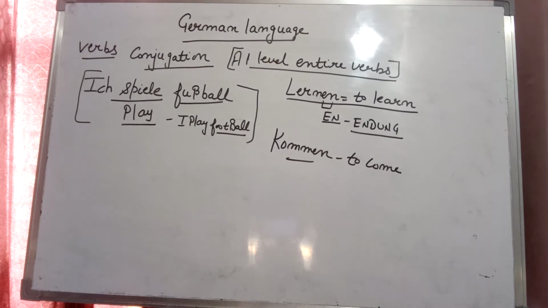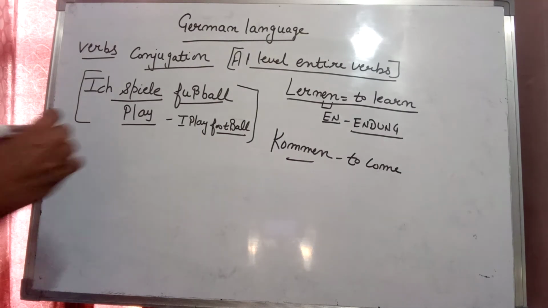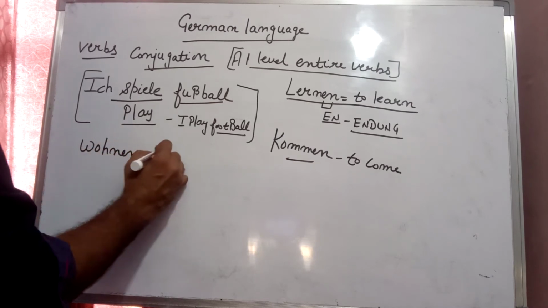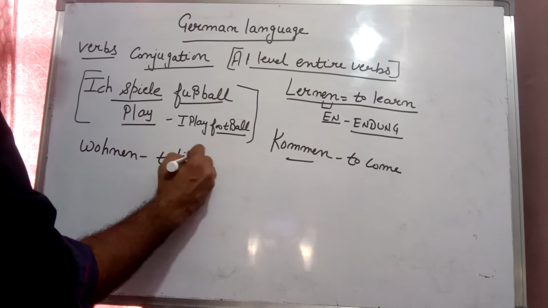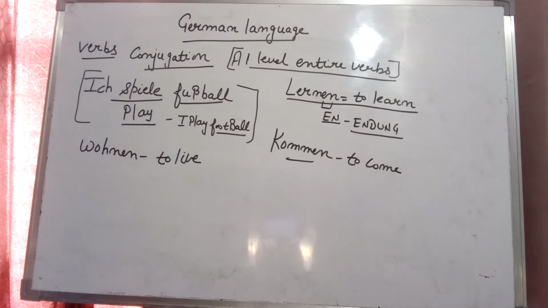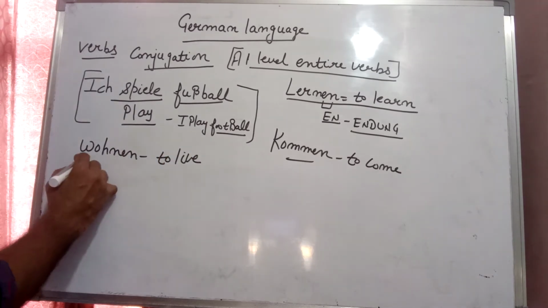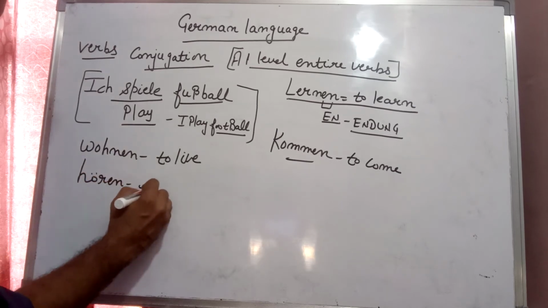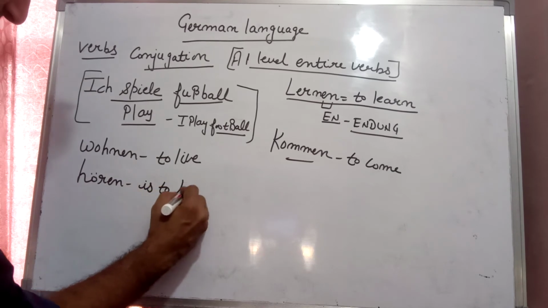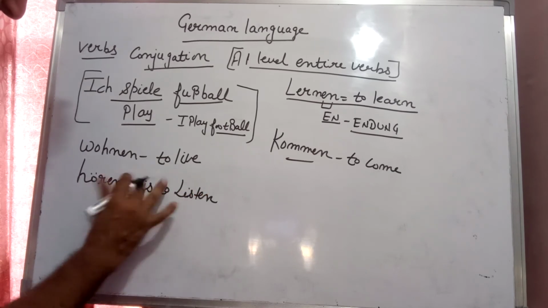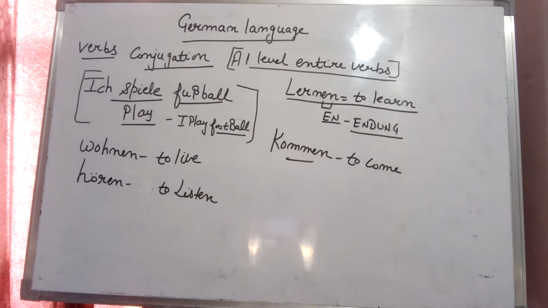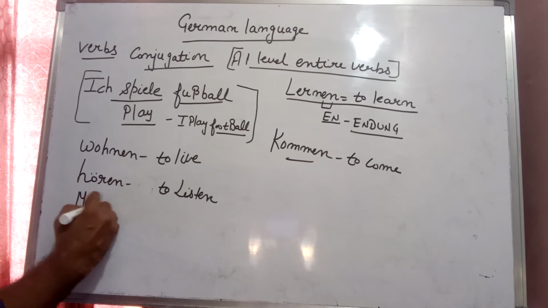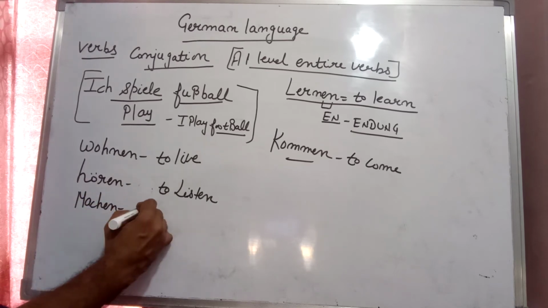We have one verb, kommen, which is to come. The next verb is wohnen. Wohnen is to live. Hören. Speak after me. Hören is to listen, because we are doing the verb pattern. Then machen. Machen is to make, to do.